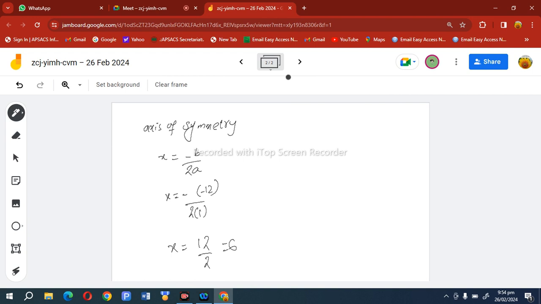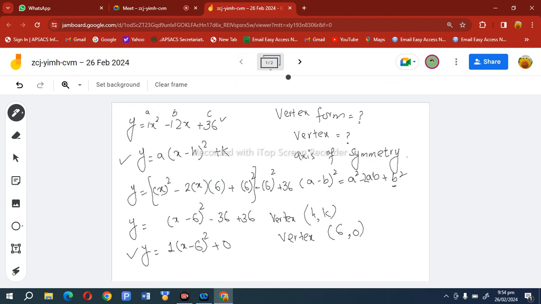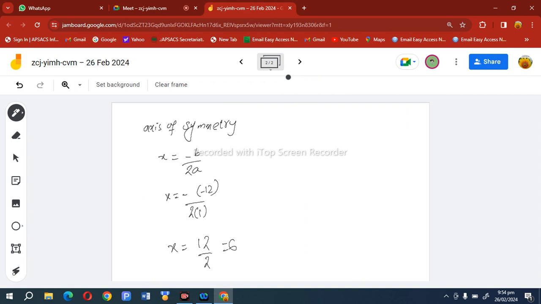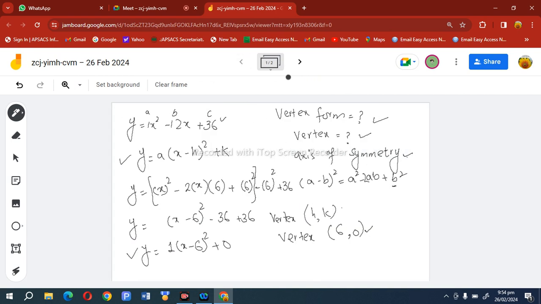When we draw the graph, I will tell you what the axis of symmetry actually is on the graph. We have found the vertex form, which is y is equal to 1(x minus 6) whole squared plus 0. We have found the vertex, which is (h, k), (6, 0). And we have found the axis of symmetry, which is 6. Now they have also asked us to draw the graph. Now we know the axis of symmetry and the vertex, (6, 0), so it's very easy to draw the graph. So let's draw the graph now.